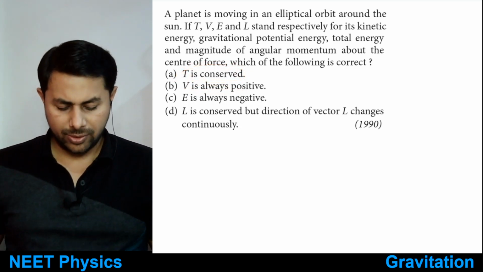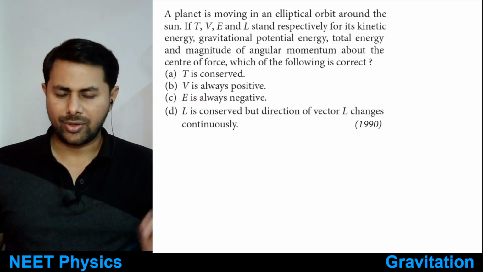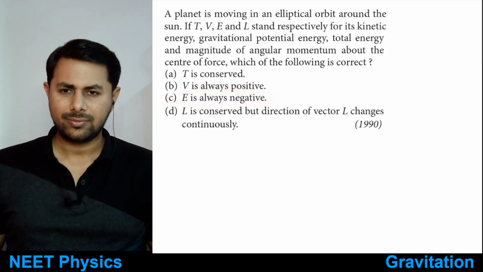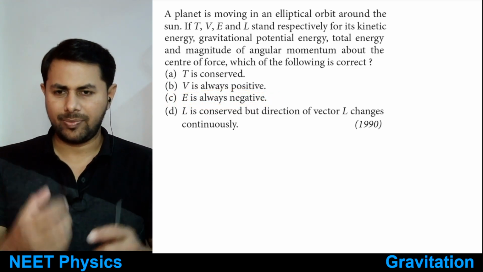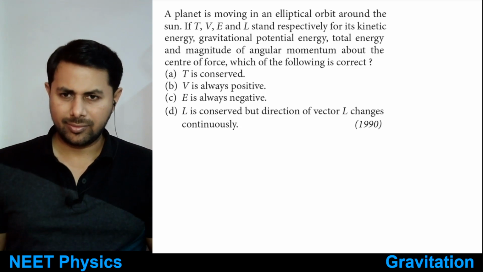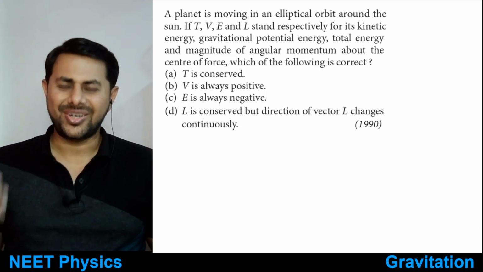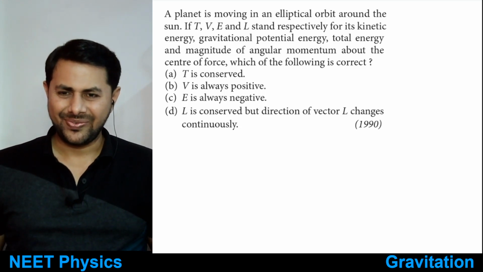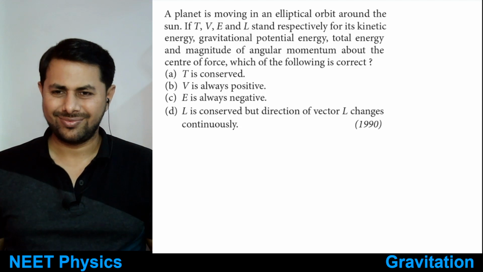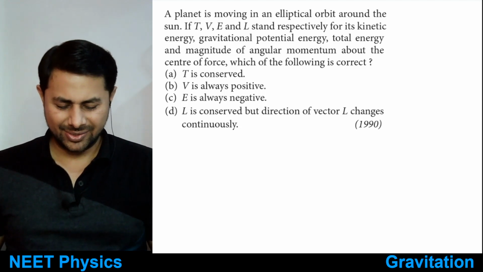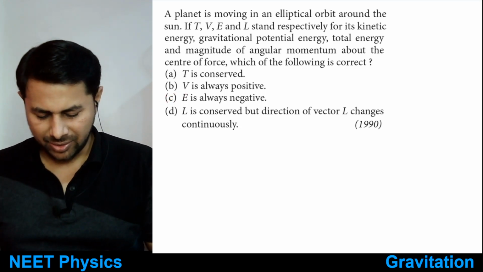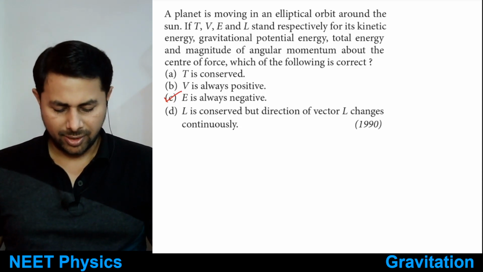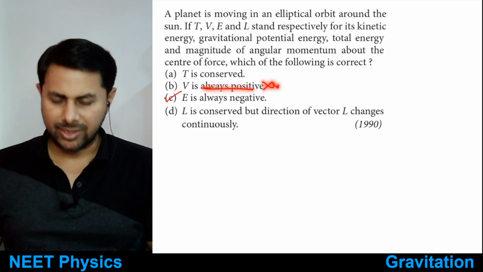Now remember this thing: for any bound system the energy is always negative. For a planet revolving around the sun, or earth revolving around the sun, or moon revolving around earth, the total energy would be negative. Just remember this, it is going to come. The answer is option C, the energy is always negative. Potential energy is negative, so this one is also incorrect.